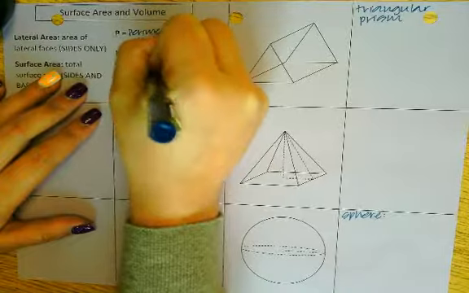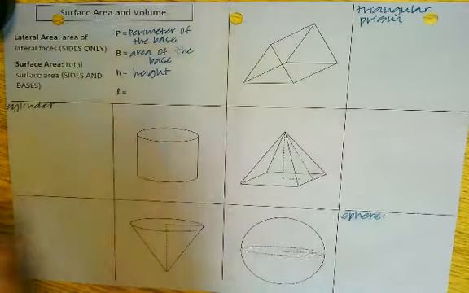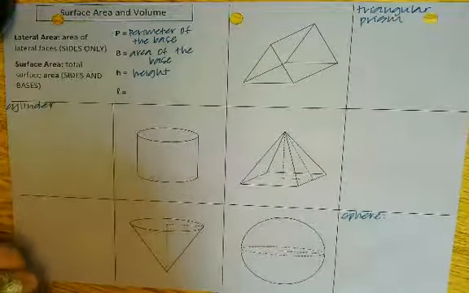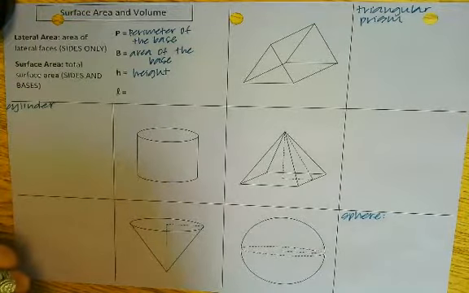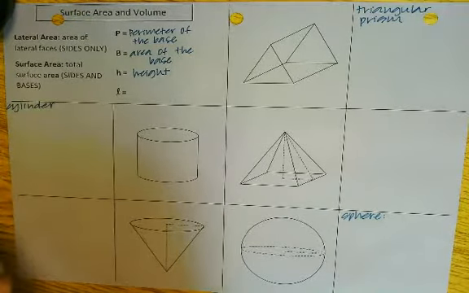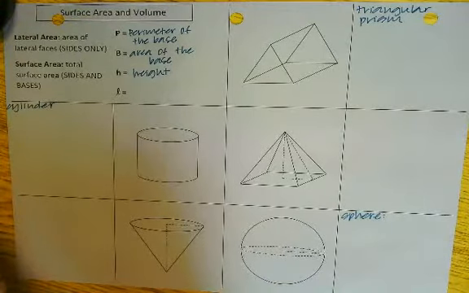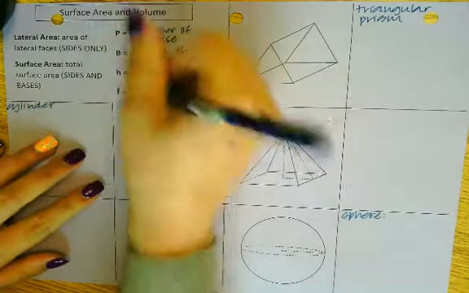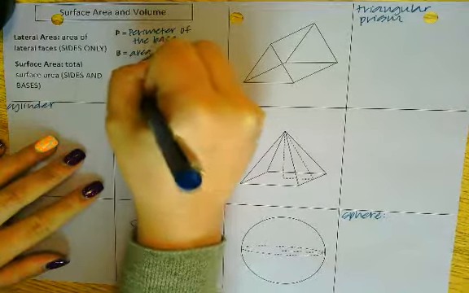H, what do you think that stands for? Height. And what do you think this little cursive L stands for? Not length. Not lateral surface area. Not volume. I'll be impressed if anybody knows it. Okay, it is what we call slant height.